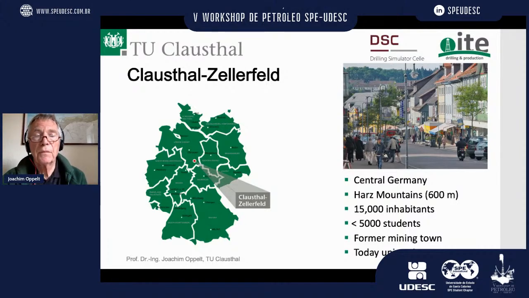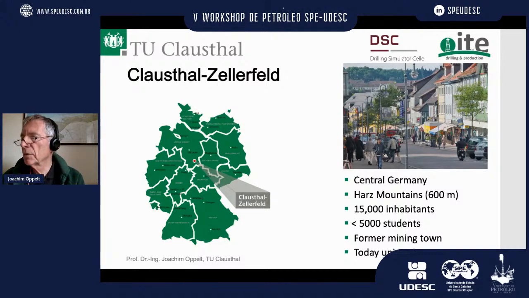Clausthal Zellerfeld is located in some medium-high mountains, called the Harz Mountains, not very high, but 600 meters. And it's very small, like you see here, 15,000 people more or less living there. And the number of students is like 5,000. The reason why it is there: for hundreds of years, minerals like silver and some other things were harvested within the Harz Mountains. So formerly it was a mining town.